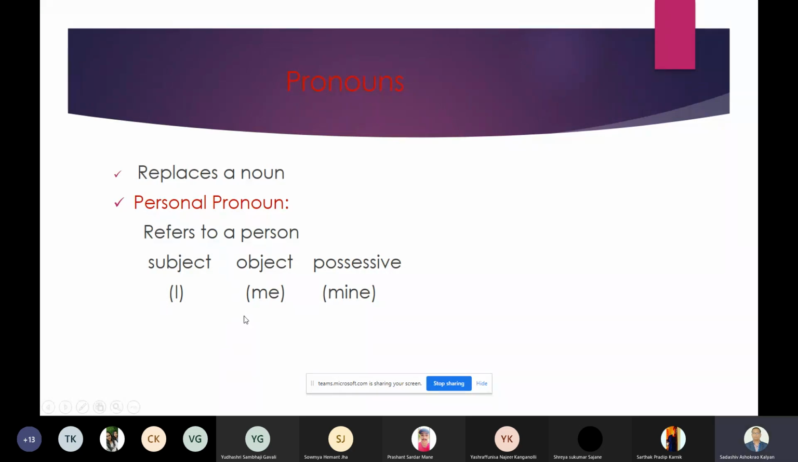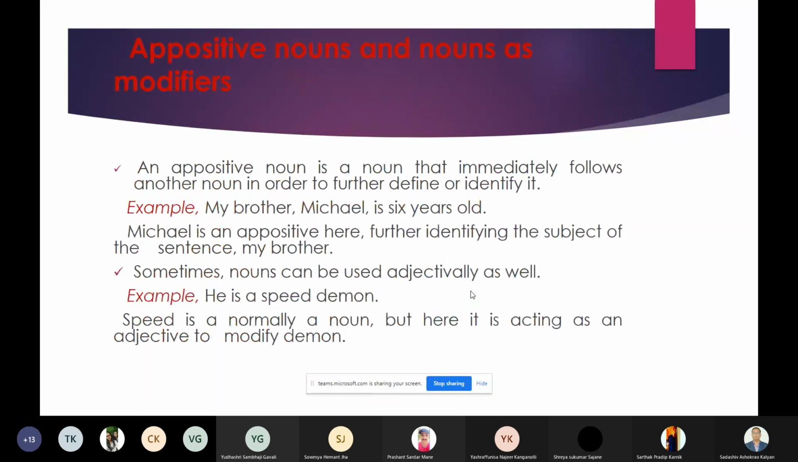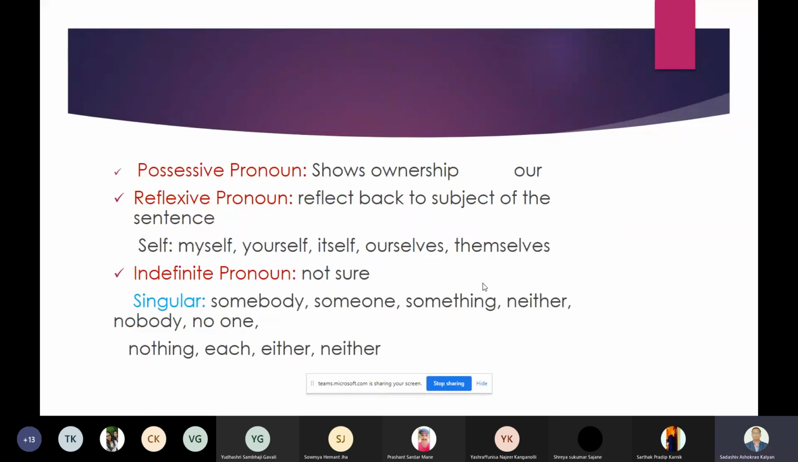I, me, mine. So we use various kinds of pronouns like I, we, you, he, she, it, they. These are the subject pronouns in the given sentences. We also use various kinds of object pronouns: me, us, him, her. These are all the objects. Ourselves. This is a possessive. As I said, possessive shows the ownership, our house.